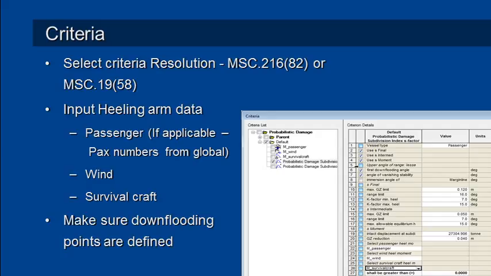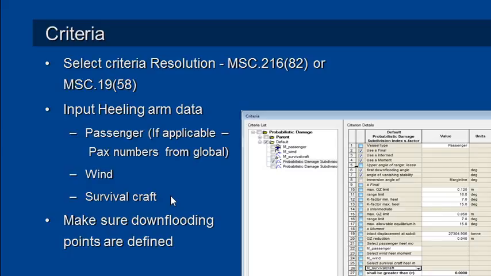The final step before analysis is to set up our stability criteria, which are used to calculate the S probability of survival. We first need to check within that criteria whether we want to use the older or the newer MSC code, and based on whether it's a passenger or a cargo vessel, enter the number of passengers, and for passenger vessels, wind heeling and survival craft heeling levers.